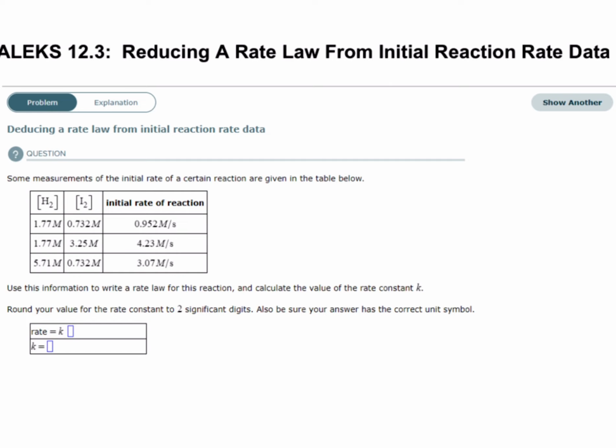I want to remind myself that the rate law equation is rate equals K times the concentration of the first reactant raised to the power of m times the concentration of the second reactant raised to the power of n. What they want us to do is basically determine the power m and the power n and the rate law constant. So we take a look at our table and we want to try to make the math as easy as we can.